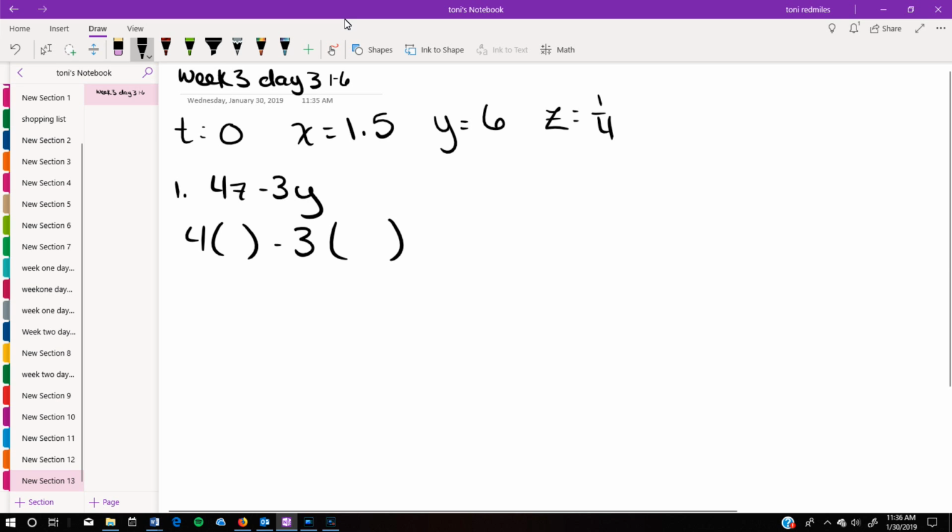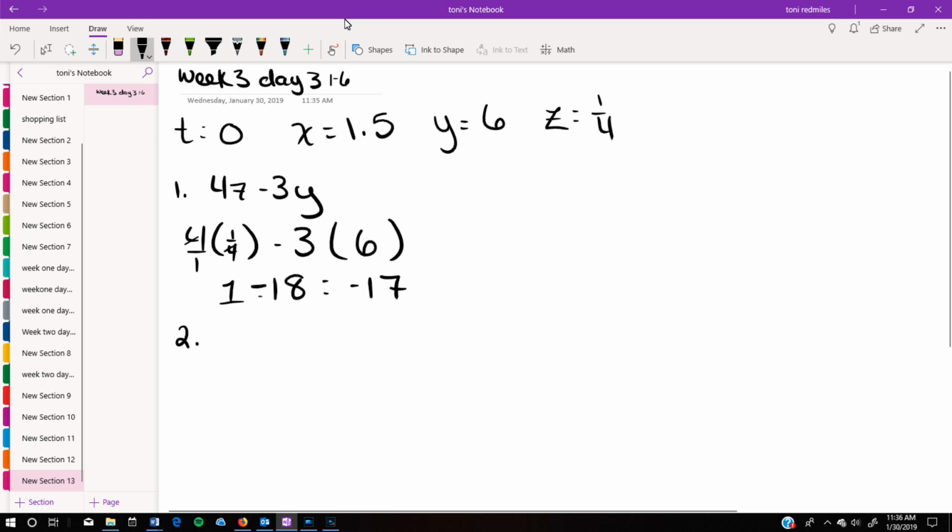So z equals 1/4, so I know I got to make that a fraction. And y equals 6. Okay, so I do need the parentheses here because they express multiplication. All right, if I cancel, I get a 1 here for this one. And then 3 times 6 is going to be an 18. 1 minus 18 is going to give me a negative 17.